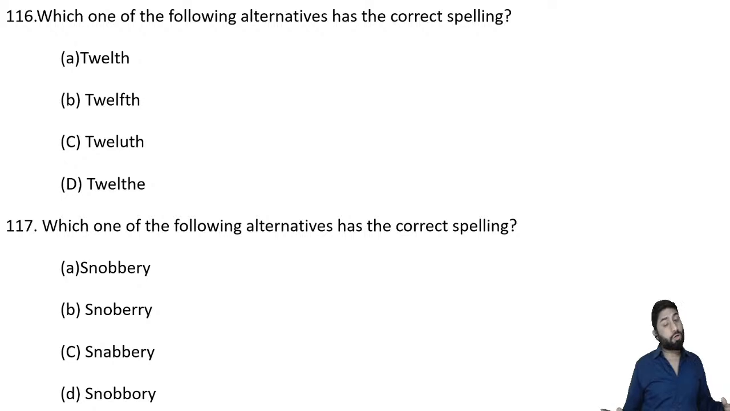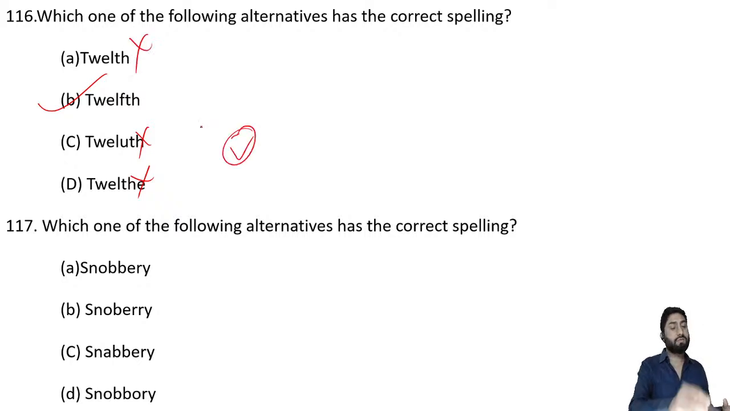116, which one of the following alternatives has the correct spellings? 12th, anyway, so the option, you know that. We are not going much into the other options. Anyway, the rest are all wrong. It could also have been made with a V, because many students get confused here. Anyway, so the answer is B.